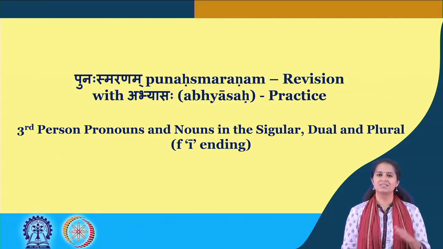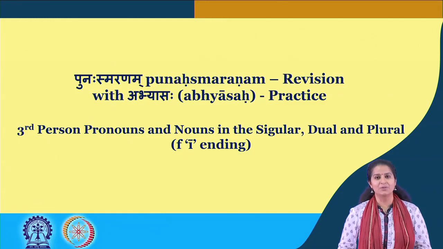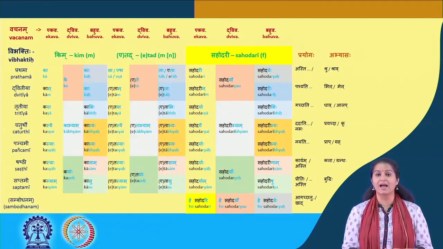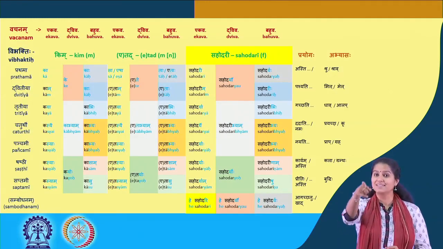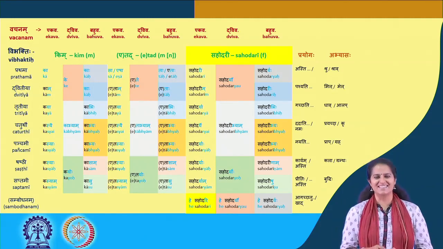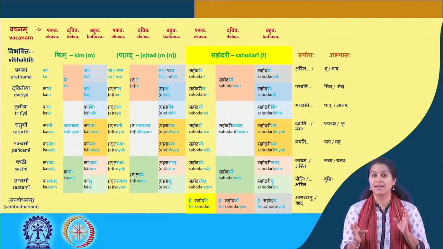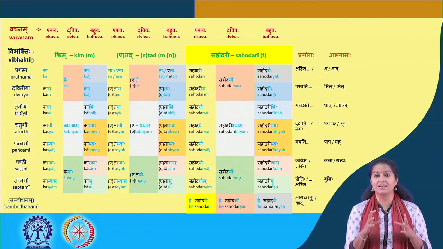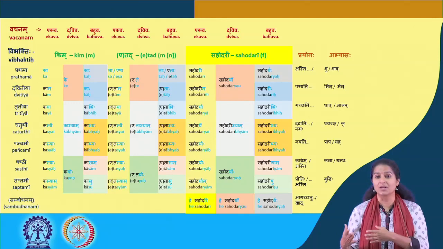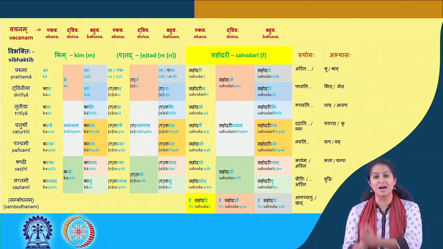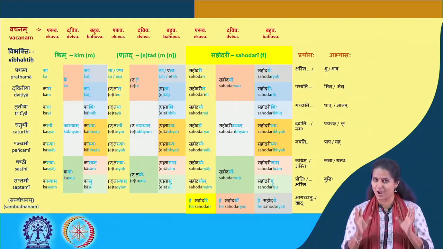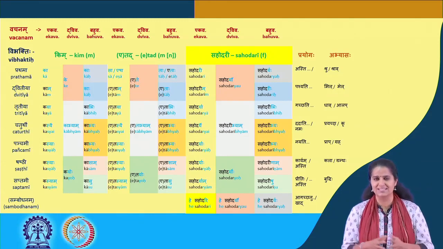We'll do the punasmaranam as well as the abhyasa with the feminine words ending with an E. So let's look at the table here. We have ka asti, answer, sa sahodari asti. Next, ke staha, te sahodaryau staha. So unlike the word for amba, where amba becomes ambe, te ambe, here it doesn't become te sahodariye, it is te sahodaryau, like for purushau. So you have to be alert in this case.